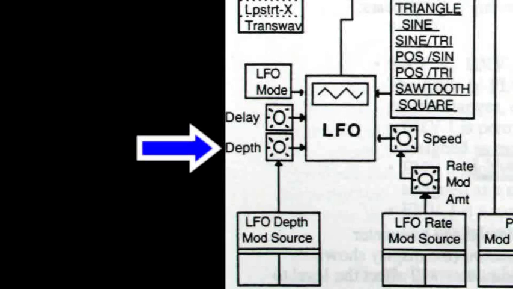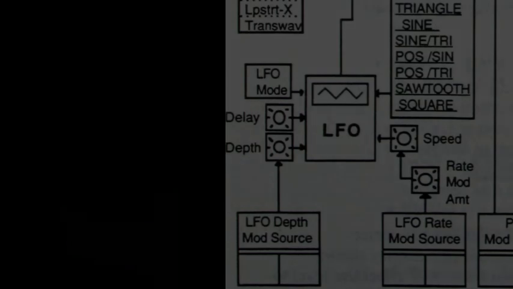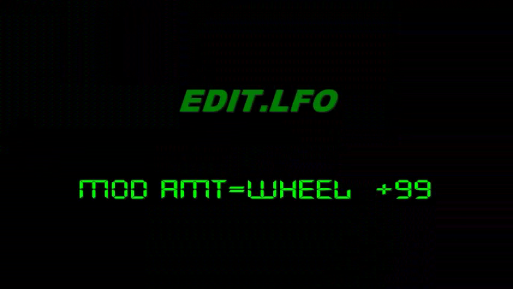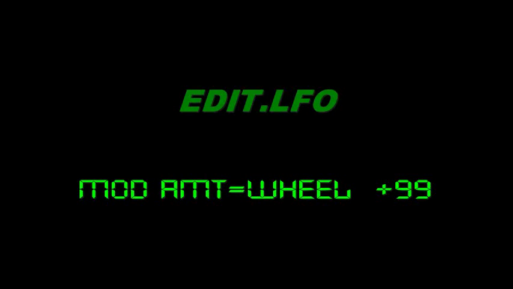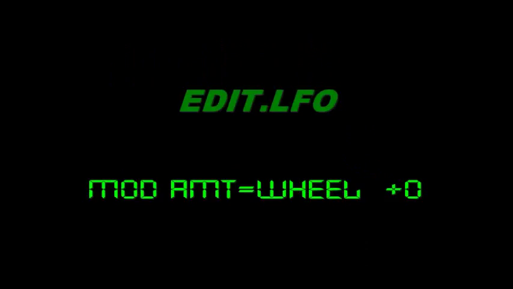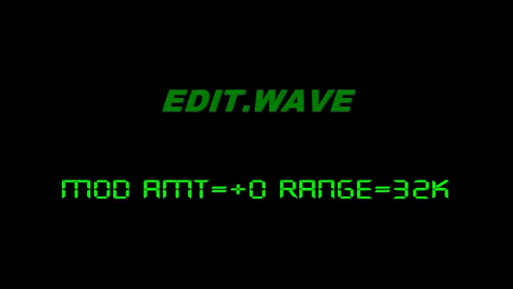Next it's best to set the LFO mod by the wheel to 0 to avoid sonic confusion. So press Edit LFO, scroll around to LFO mod wheel and set the 99 to 0. We can now go back to the transwave settings to complete the setup, so press Edit Wave and scroll around to mod amount. We'll need to change this. Notice that range is not used for transwaves.